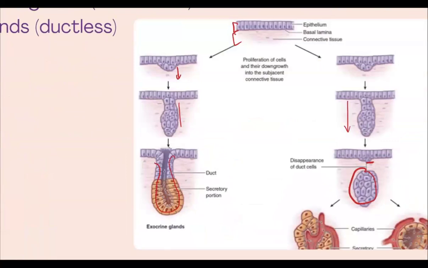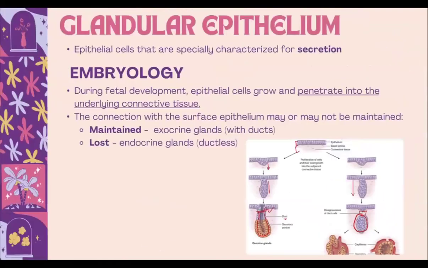Again, they penetrate from the epithelium into the connective tissue, and they go deeper. They can form a whole gland. If they maintain the connection like this, they have a duct, so they're exocrine glands. If they don't maintain this connection, it's gone. It's a ductless gland, so it's an endocrine gland. And that's their entire importance essentially.